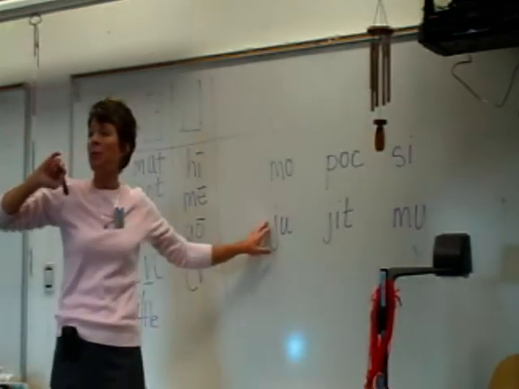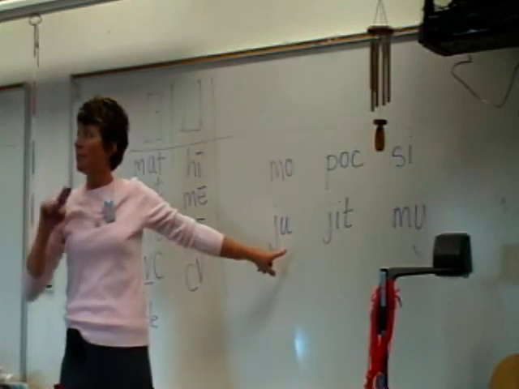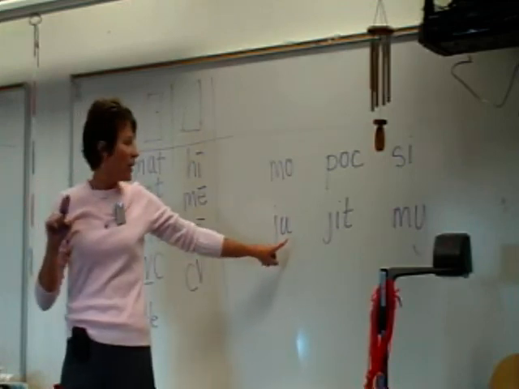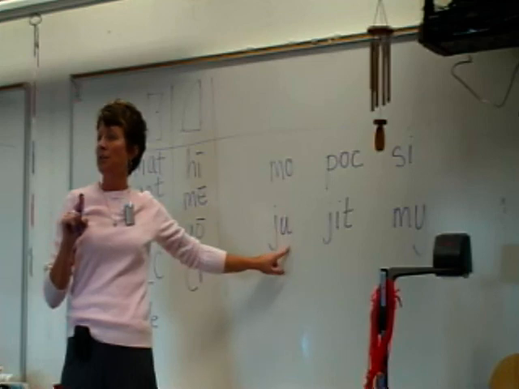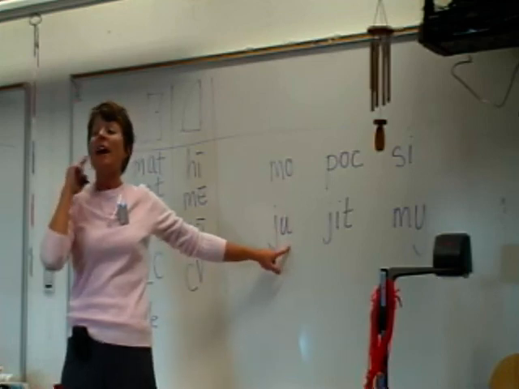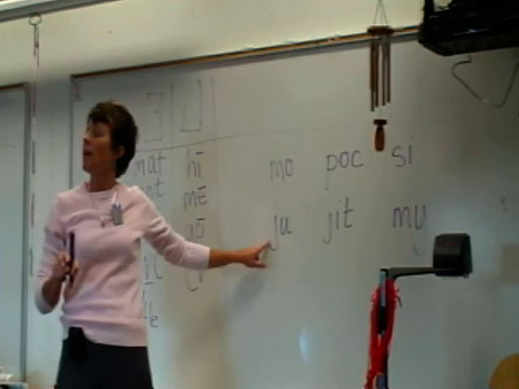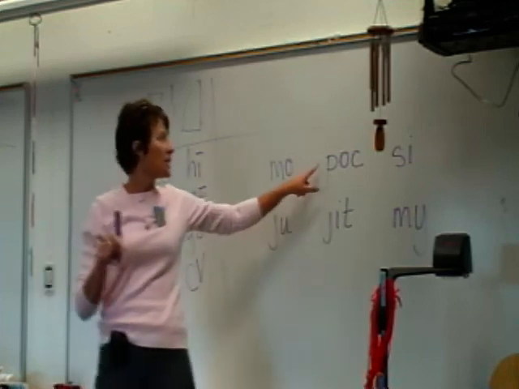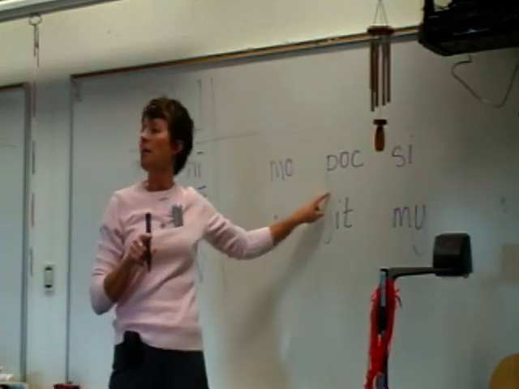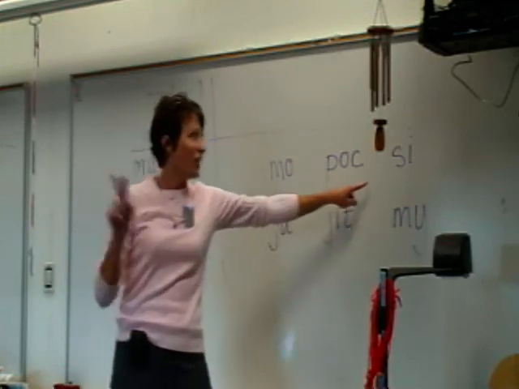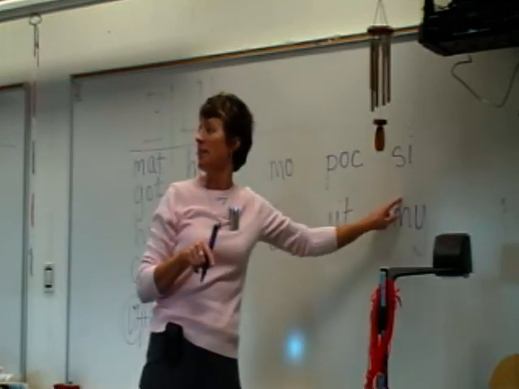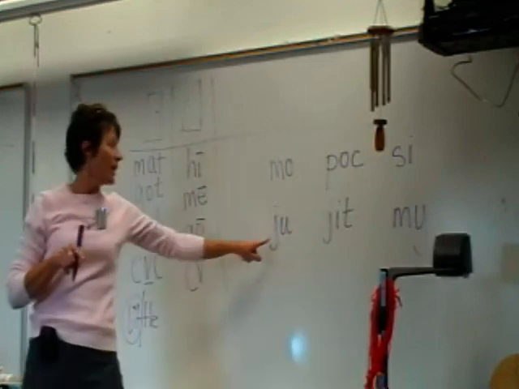Let's go back to this one. Eyes up here. Ready? You guys can get a point back. I know you can. Sound. U. The sound is oo. What's the sound? U. Syllable. U. Okay, let's go back up here. Syllable. Good, catching on. Syllable. Very good.